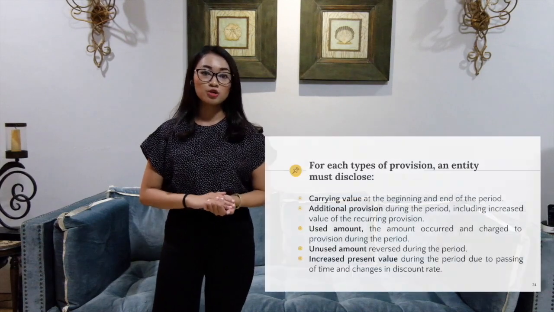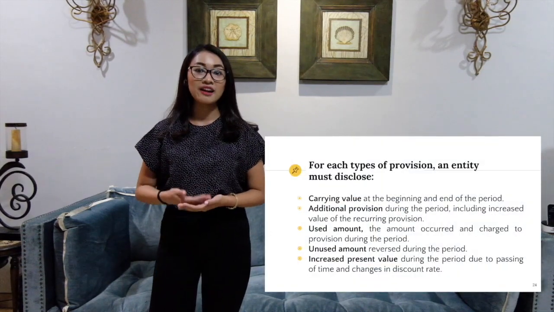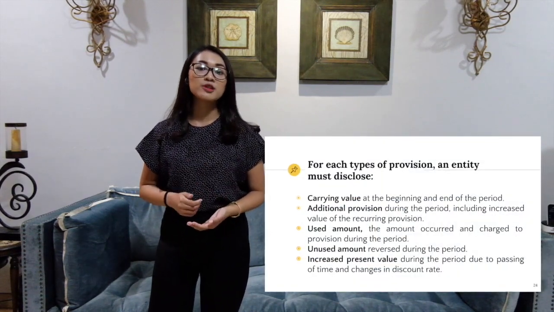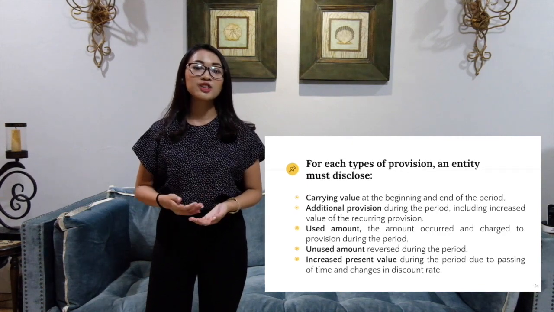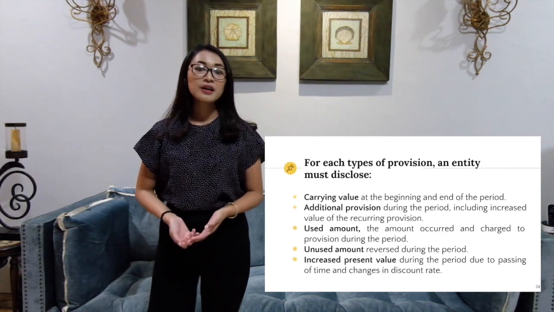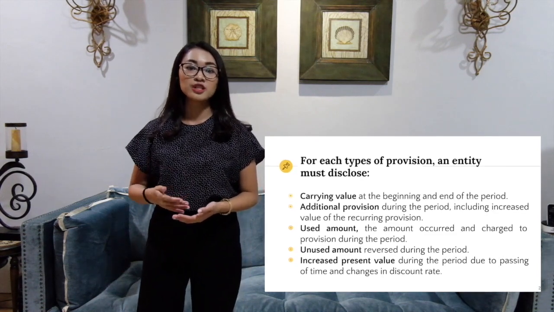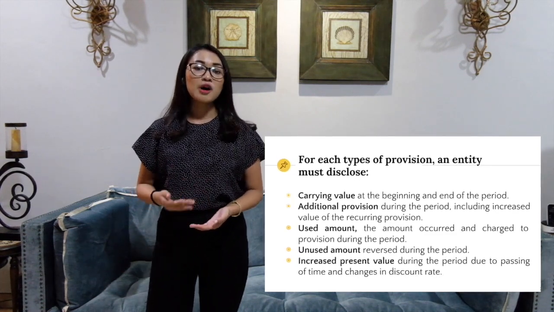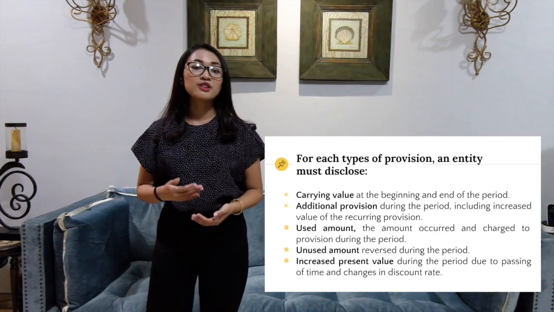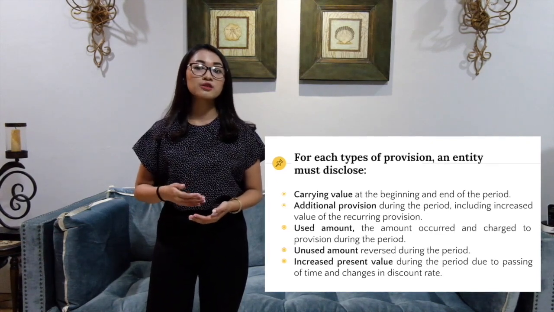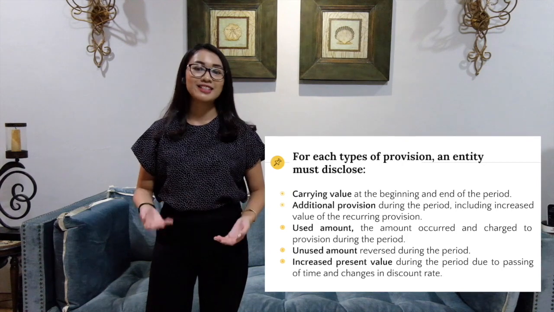So for each type of provision, an entity must disclose the carrying value at the beginning and end of the period, the additional provision during the period, including increased value of the recurring provision, the used amount, which is the amount accrued and charged to provision during the period, the unused amount reversed during the period, and the increased present value during the period due to passing of time and changes in discount rate.